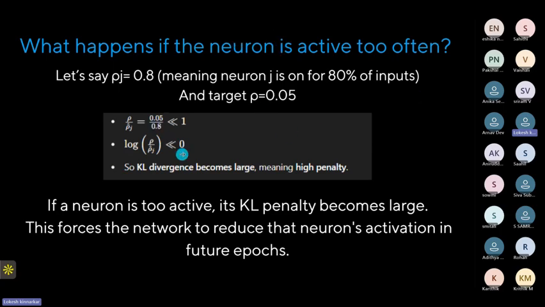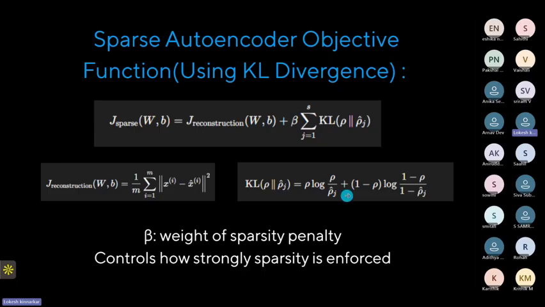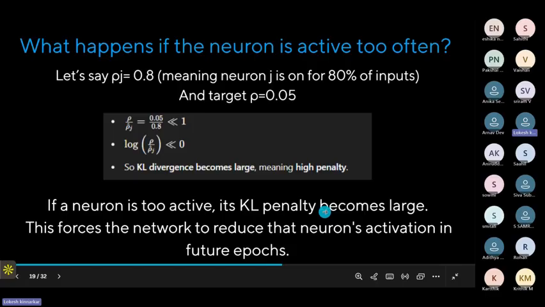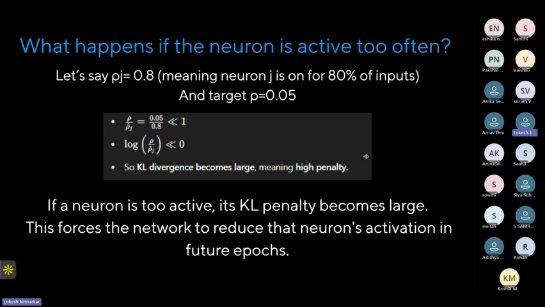When you plug these values into this equation, you will observe that the KL divergence becomes very large, and it leads to a high penalty. When you perform backpropagation, you will aim to reduce the KL divergence term so that the loss function is minimized. So that's what I've written here. If a neuron is active for a long period of time, then its KL penalty becomes really large, and this forces the network to reduce the activation of that neuron in future epochs.